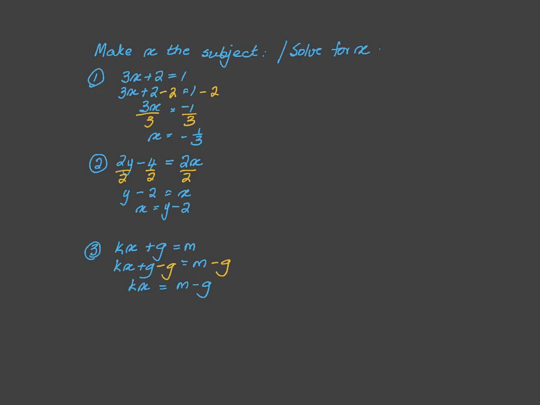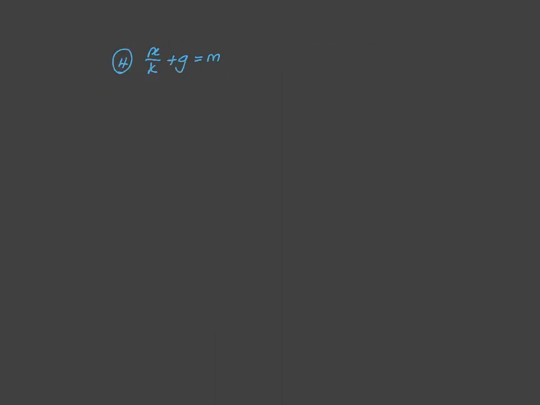So kx divided by k on the left-hand side, m divided by k minus g divided by k. K divided by k is 1, so x is equal to m divided by k minus g divided by k. Okay, so let's put the pressure on you a bit and start off with some fractions in this one. Remember, the question is that you must change the subject to x.